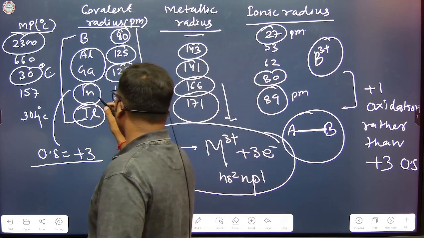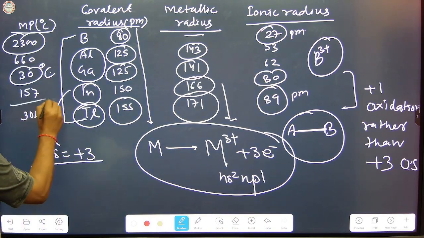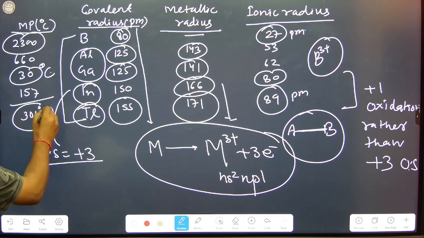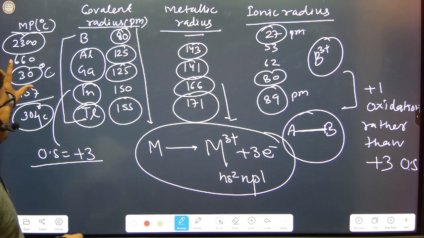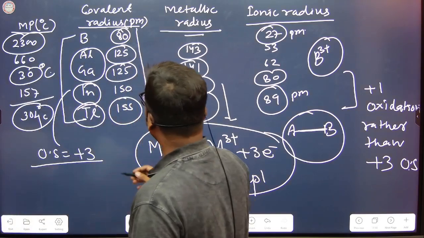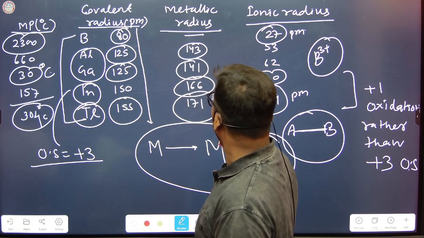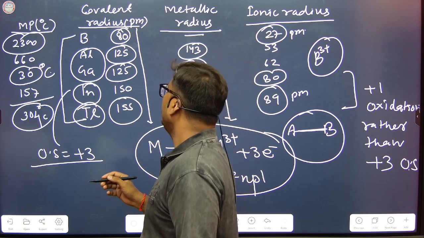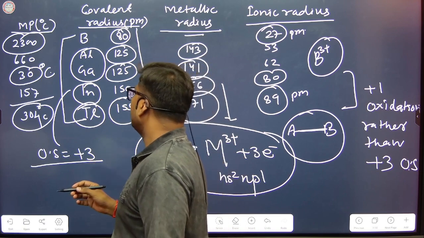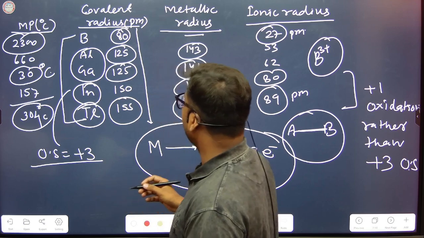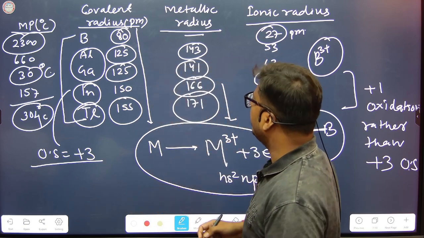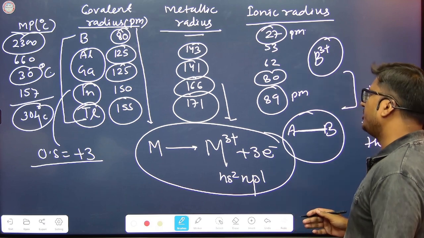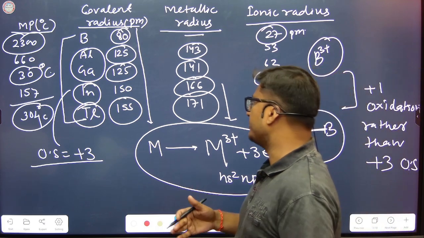And next, that is indium. Indium has a melting point of 157, and thallium has 304 degree centigrade. So the hardest and toughest element of the boron family is boron, right? That is the head of the boron family, and the rest of the elements have a little lower melting point, which confirms the formation of covalent bonds. All these elements form covalent bonds, and compounds having covalent character exhibit lower melting points, right?